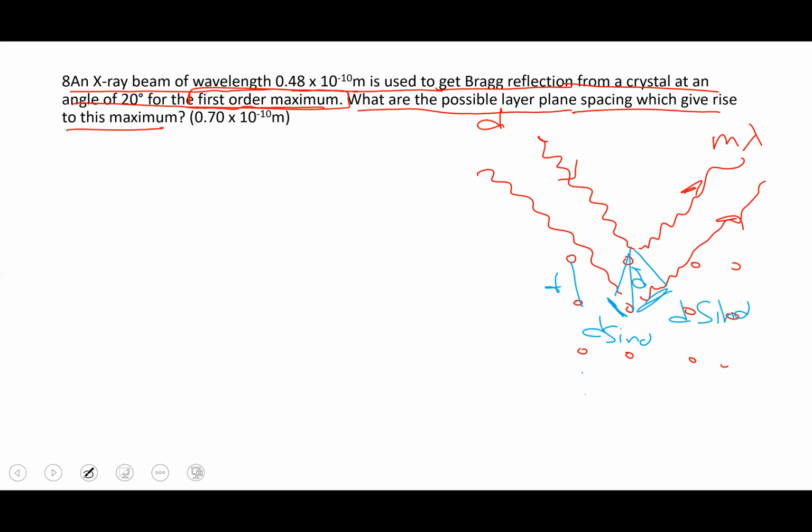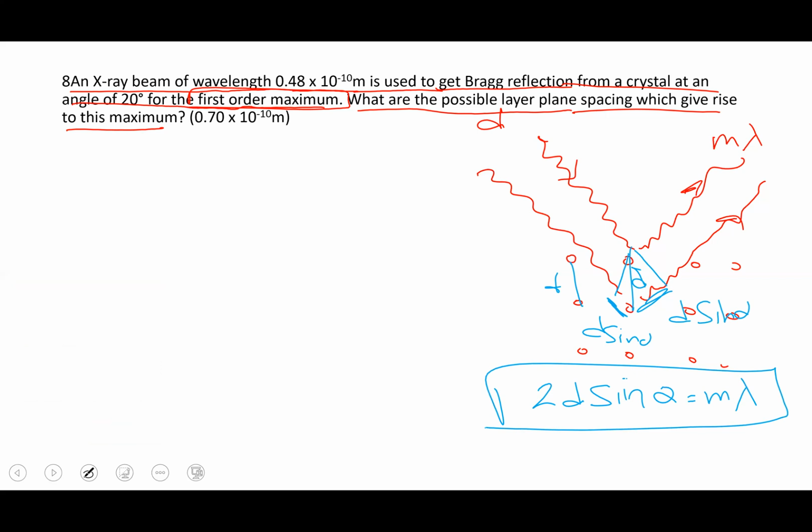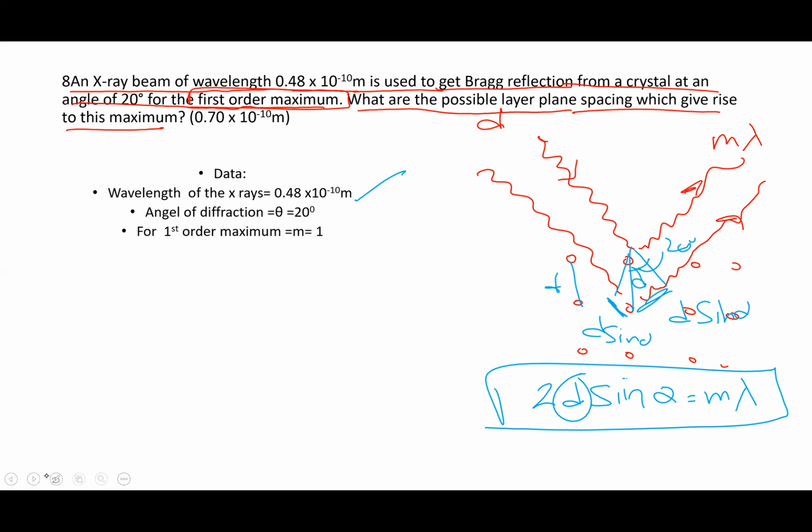As it is the first order, we can write 2d sine theta is equal to m lambda. So again, Bragg's law has been used in this question, and from here we can find the value of d very simply. Look at the data over here. The wavelength of the X-ray is given as 0.48 × 10^-10 meters. The angle is 20 degrees, that means this much angle is 20 degrees over here. For the first order maximum, m is equal to 1. The crystal spacing is d, and we have to find that one.